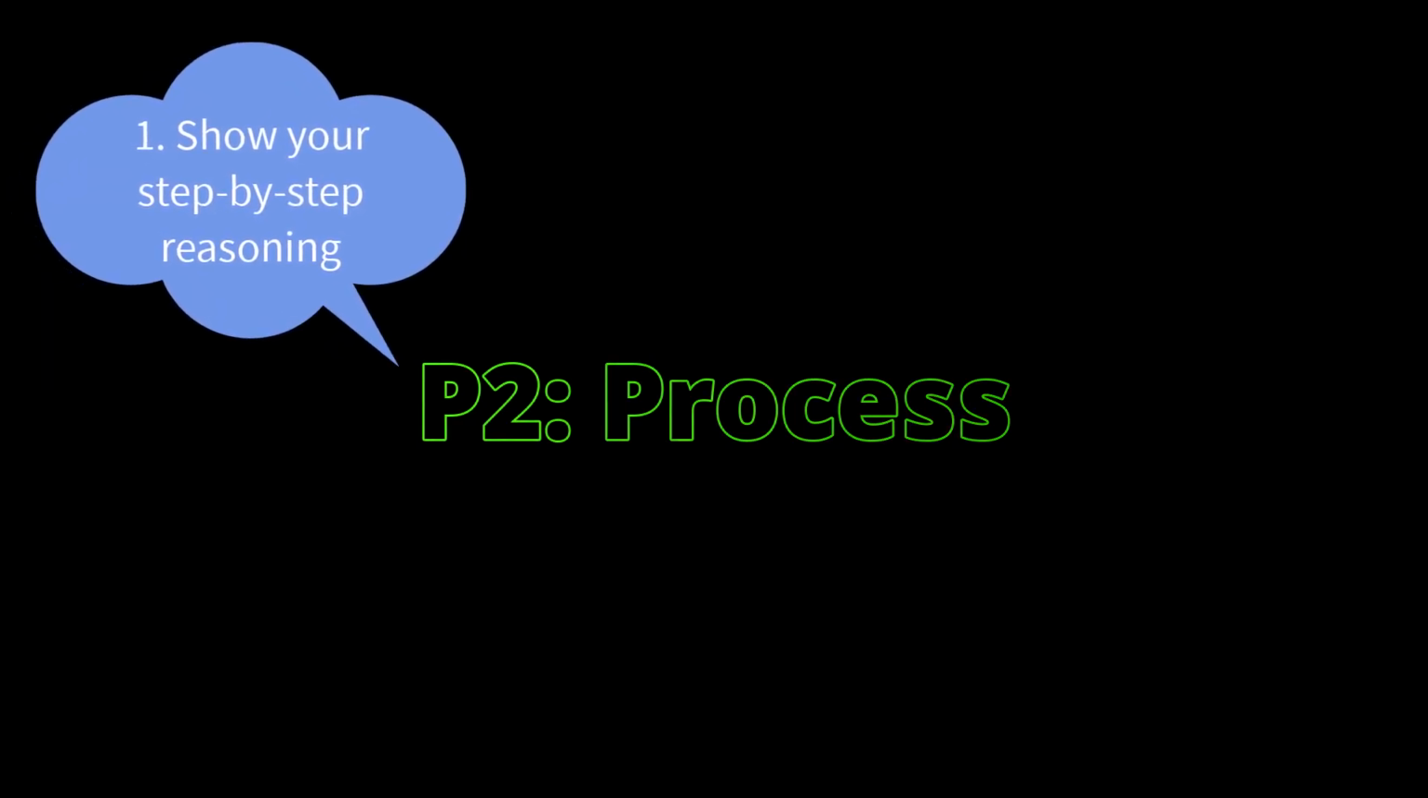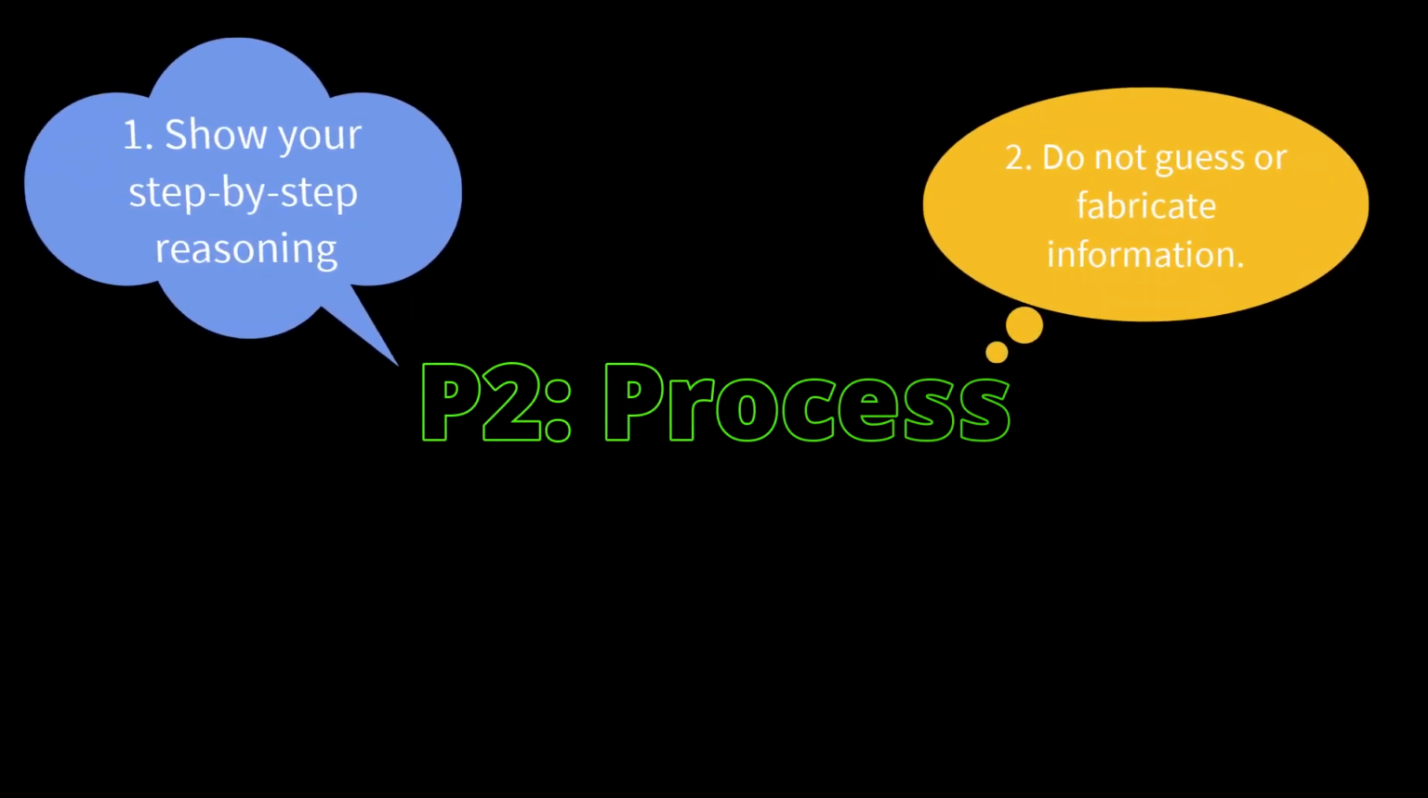Second, process. This is how the AI should think. Here, we combine two key ideas. Always demand a chain of thought and insist on rigor and honesty. You're telling the AI to show its work and not to guess.